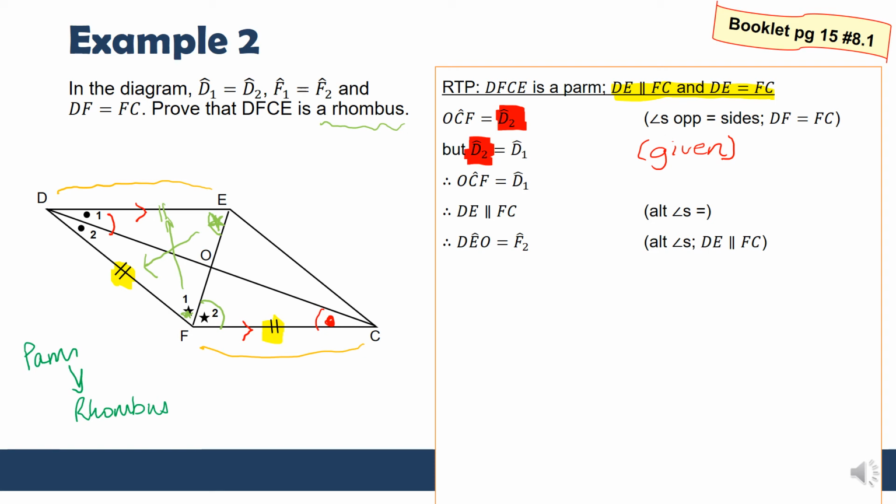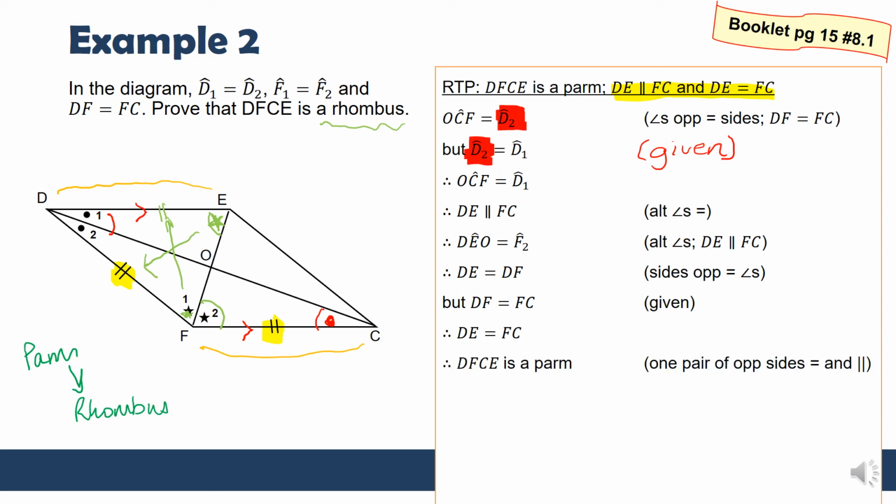Once I had my parallel lines, then I started using my green pen to equate the ones with the stars. And I said, therefore, the DE was equal to DF, sides opposite equal angles. And we concluded one pair of opposite sides equal and parallel. But again, I'm not going to stop here because I don't want to know it's a parm. I want to know that it's a rhombus.